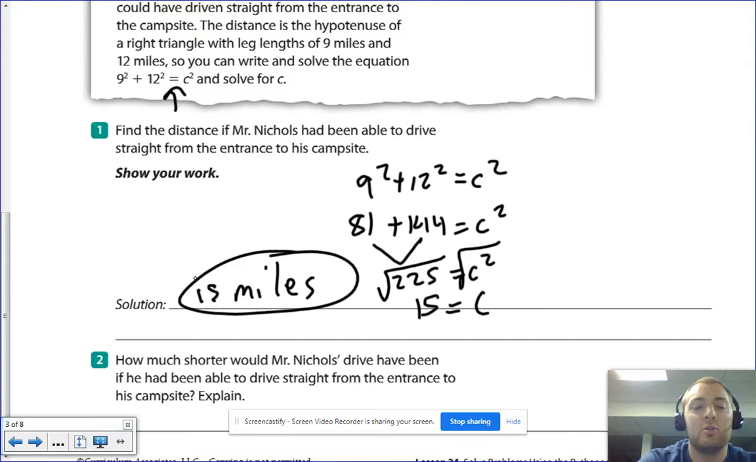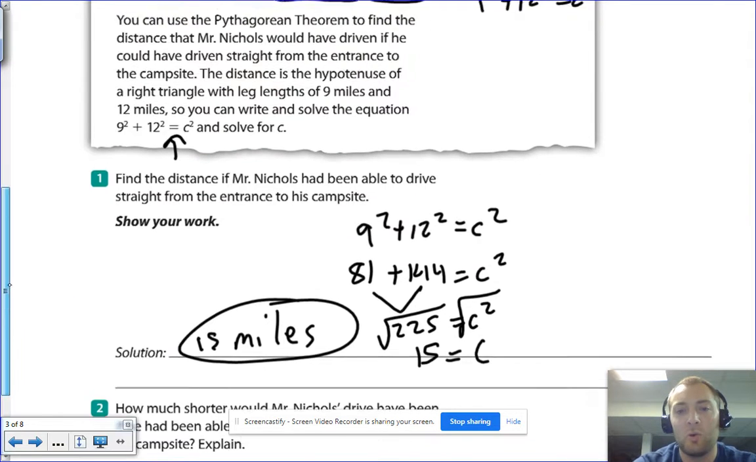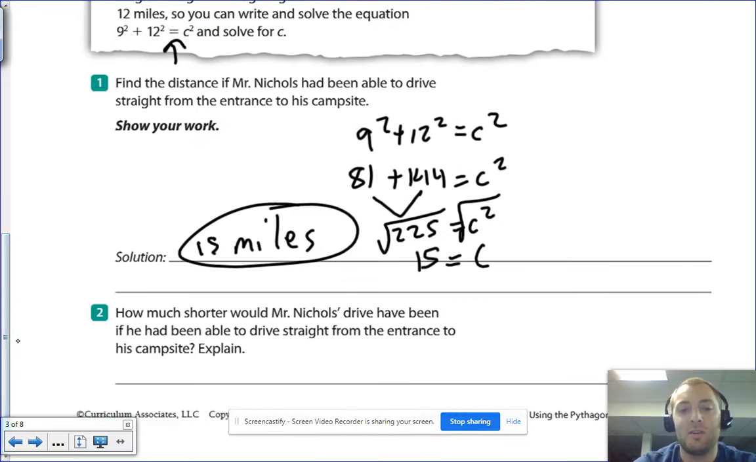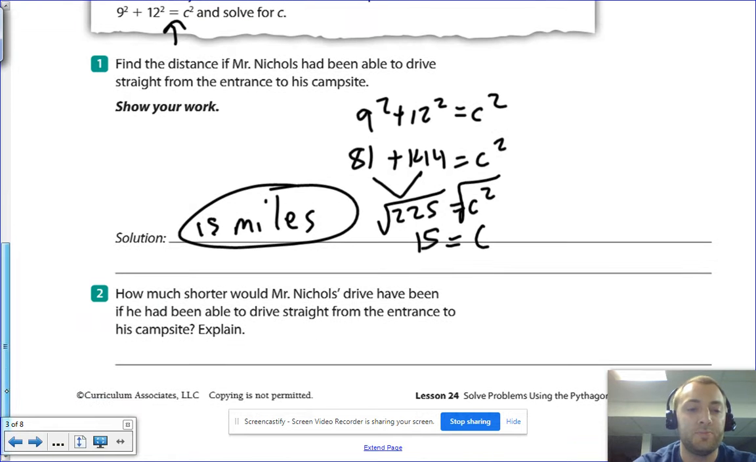Whereas what he drove going south and east and south and east was 21 miles. So you could save 6 miles if you could go straight to it. I know every campground doesn't work that way, but we wanted to figure that out just in case. So number 2, how much shorter would Mr. Nichols' drive have been if he had been able to drive straight from the entrance to the campsite?